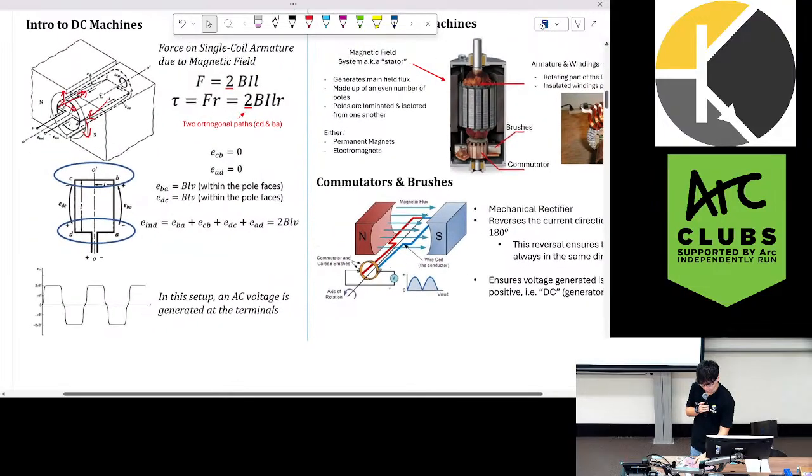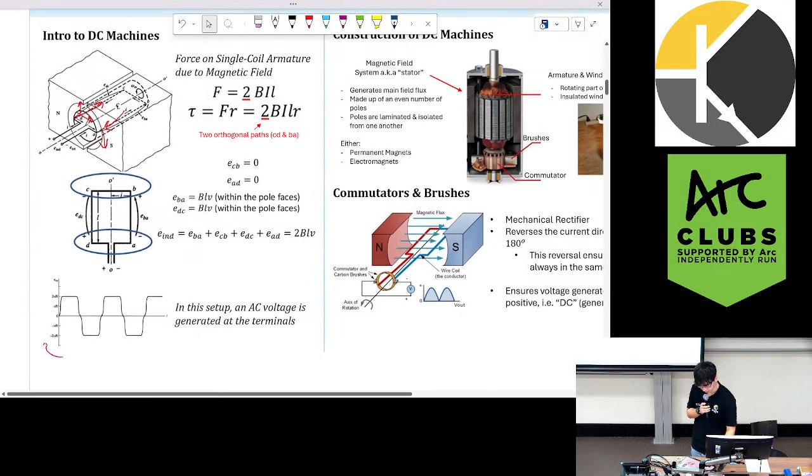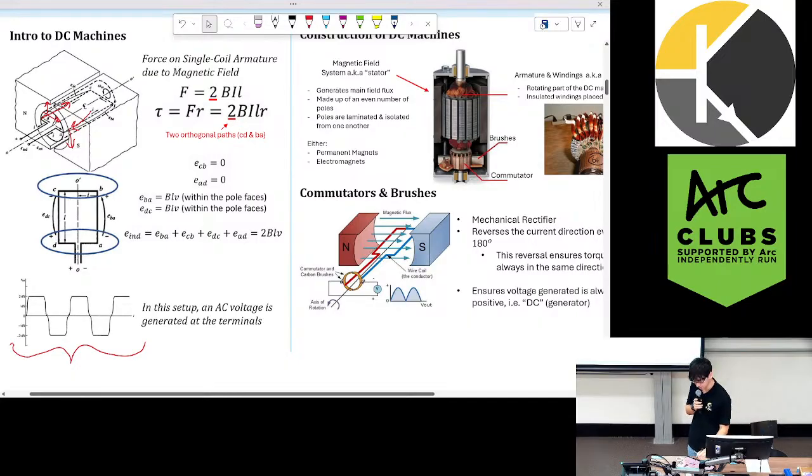So if we look at it in terms of current, before our commutators and brushes, we had an AC current being generated, which causes torque to flip back and forth. But with the brushes and the commutators, we have a DC current, which is always in one direction.